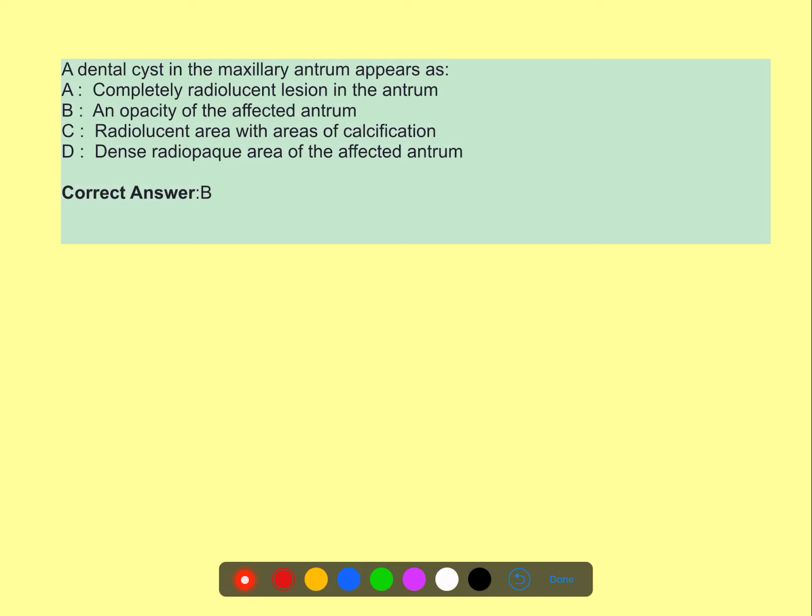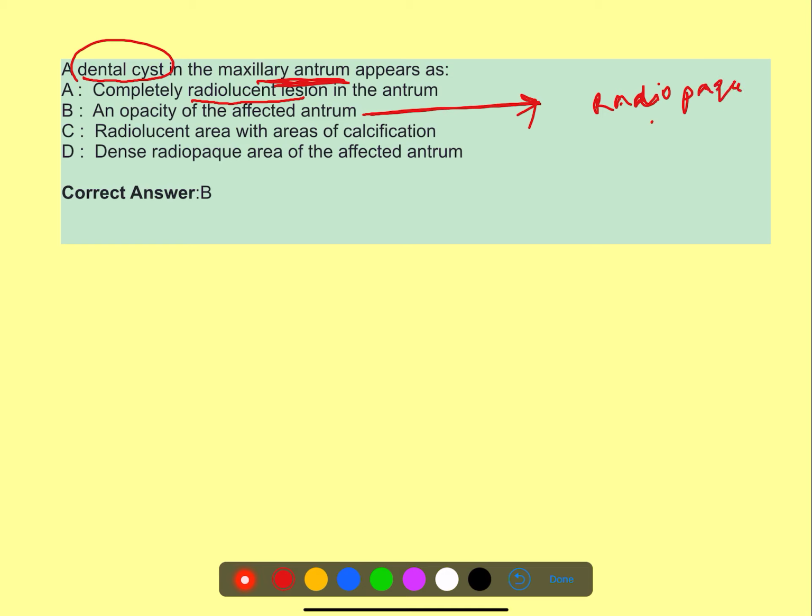A dental cyst in maxillary antrum appears as, and here by seeing the cyst you will select a radiolucent lesion, but you have to know that it is in the antrum. In the antrum it appears as a radio opaque thing. Radio opaque appearance can be seen for a dental cyst in the antrum. Even the internal structure of the cyst is homogeneous, radio opaque relative to the air in the sinuses.